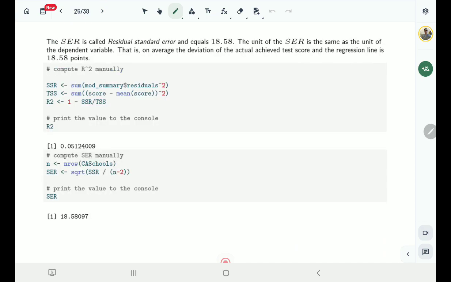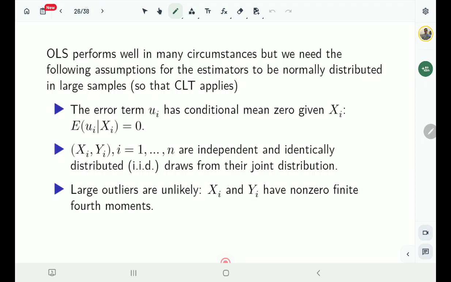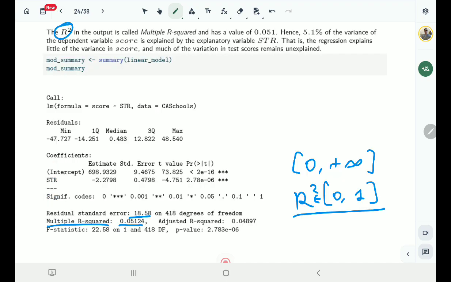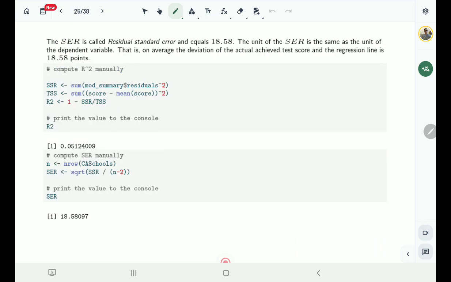Now let's move on. So here we show how you can calculate the standard error of regression manually, but that is not really important because the summary method reports the standard error of regression in a ready way, so you don't have to do this many manual calculations. Somebody has already done it and written a ready function for you.